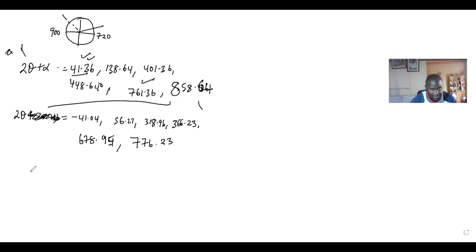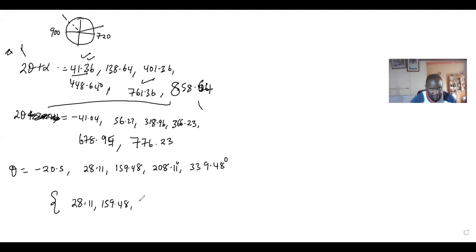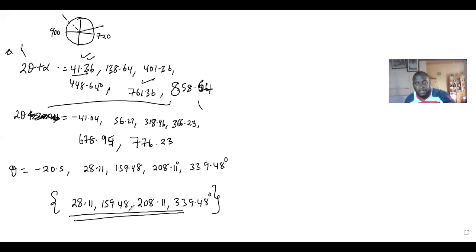Now divide everything by 2 to get theta, you'll get a negative 20.5. Then the second one is 28.11. The third one is 159.48. The fourth one is 208.11. The fifth one is 339.48 degrees. Then the solution set is from 0 to 360, so 28.11, 159.48, 208.11, and 339.48 degrees. That is our solution. Okay, so you can have that down.